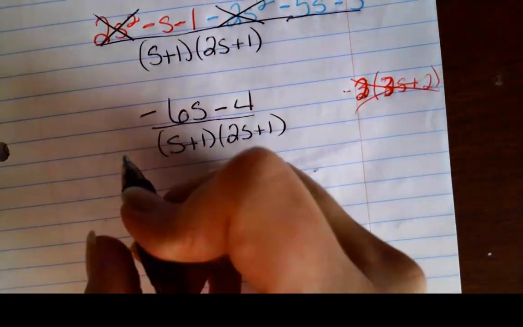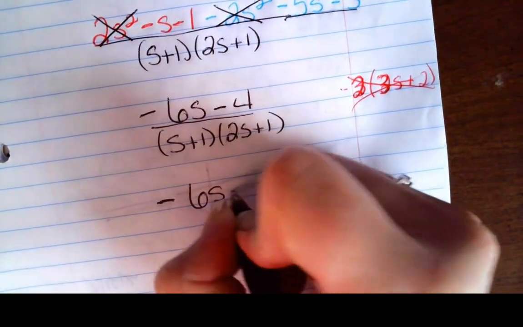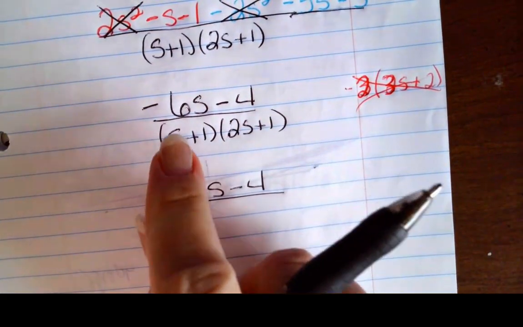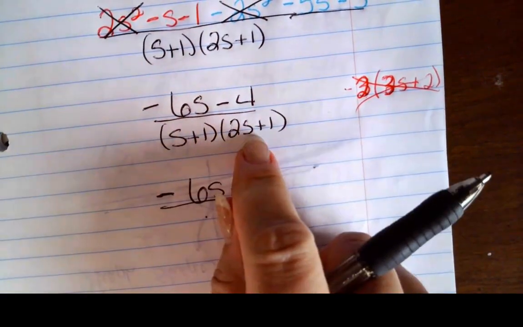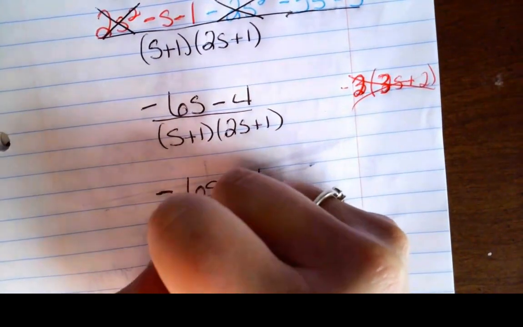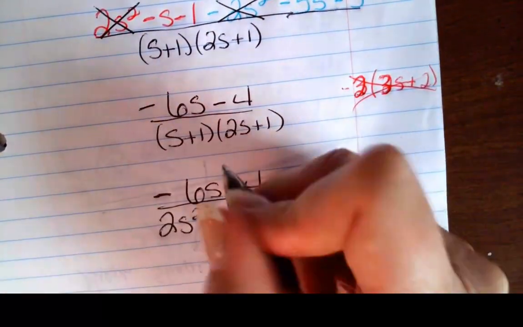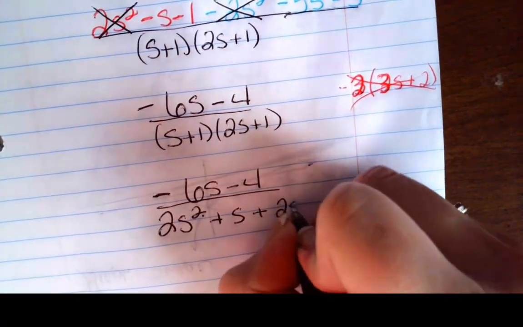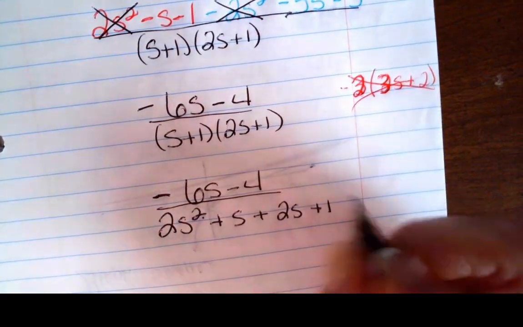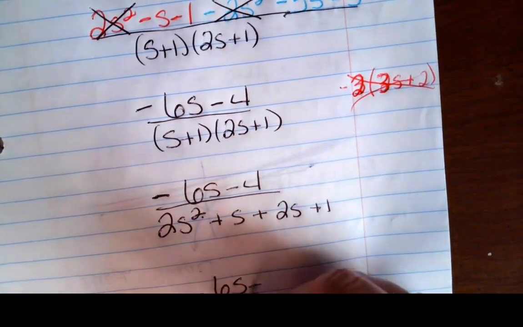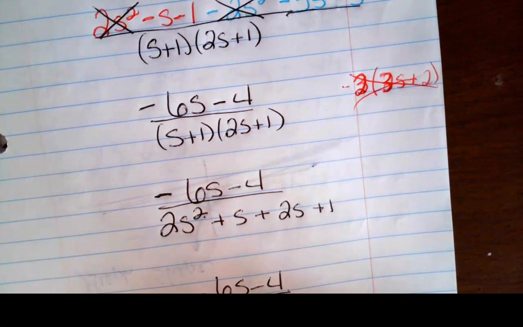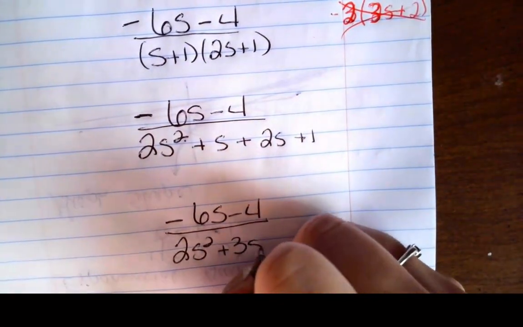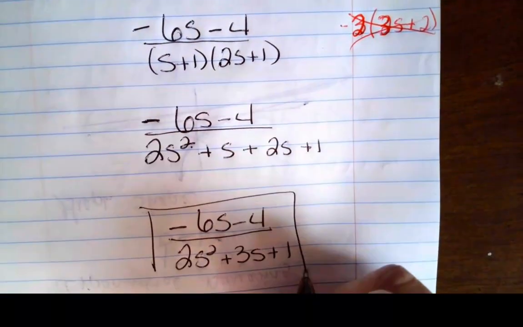I'm going to finish this by saying I've got a negative 6s minus 4. Now I'm going to distribute down here. S times 2s is 2s squared. S times 1 is an s. 2s times 1 is 2s. 1 times 1 is 1. So my final answer is negative 6s minus 4 over 2s squared plus 3s plus 1.